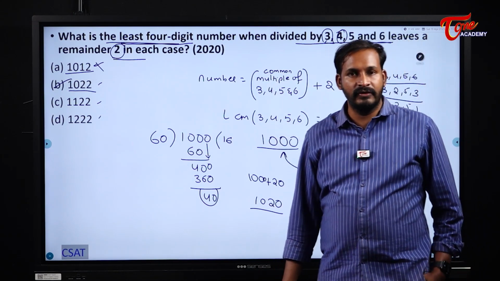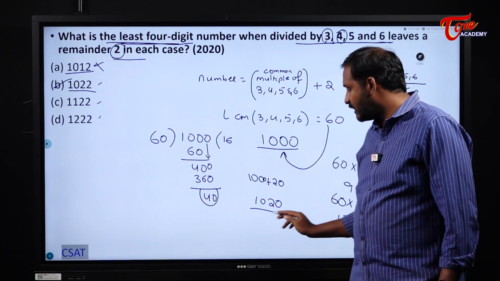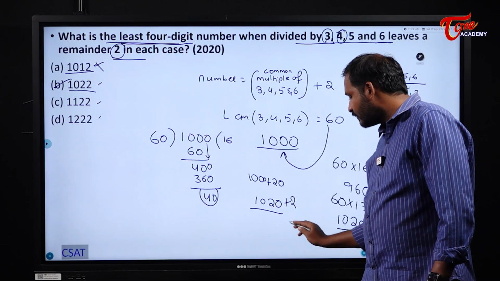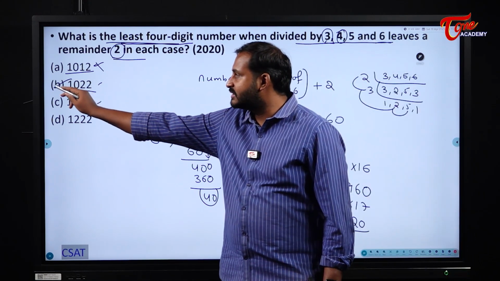But what we want? Do we want an exactly divisible one? No. We want it should leave a remainder 2. To give a remainder 2, what it should become? 1022. So, our answer here becomes 1022.